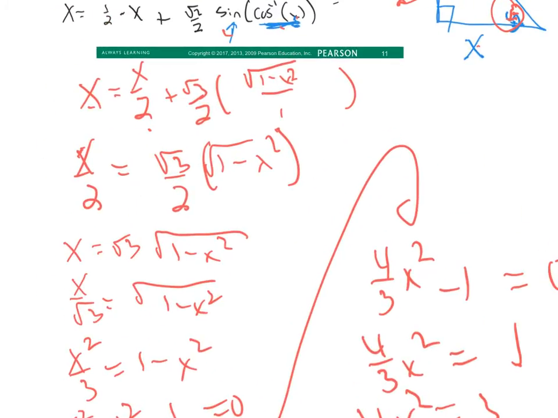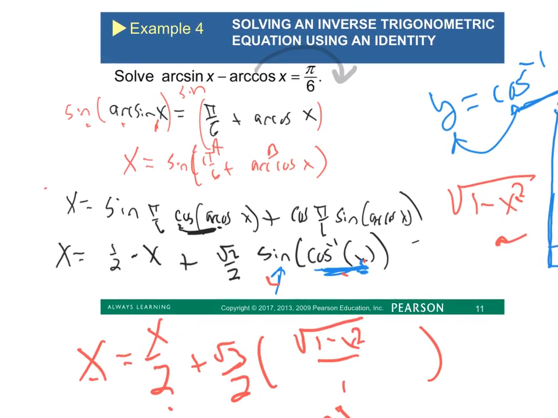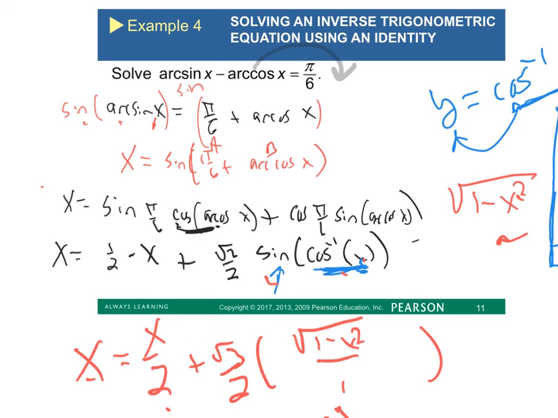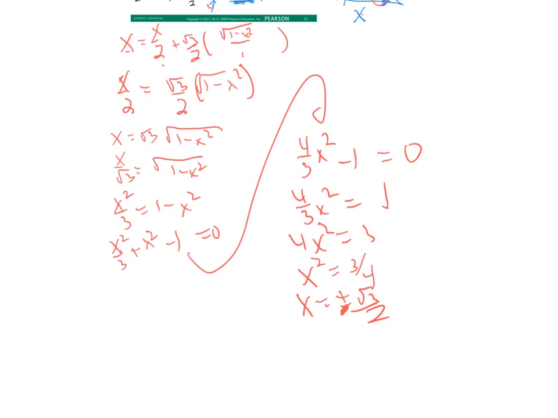Mainly because I'm looking up here at my original equation. I had that whole thing equal to positive pi over 6. So I was in quadrant 1. So the answer is square root of 3 over 2. Let's check the rest.